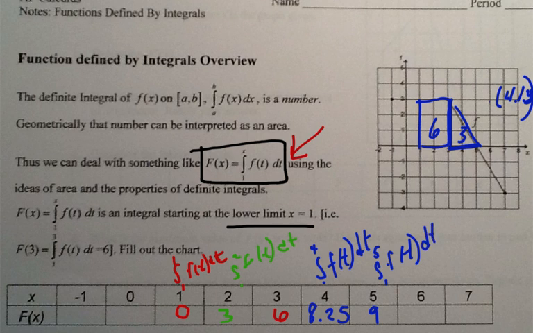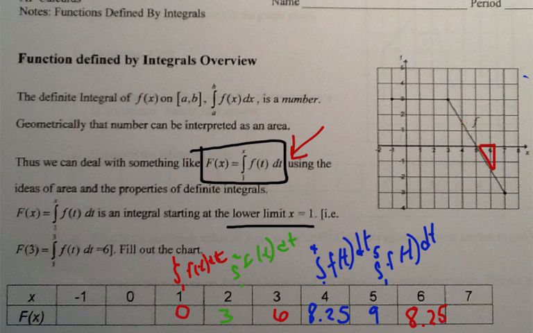Now, when you go further along, this bit below is going to be negative area. And if you notice, this region from 5 to 6 is symmetrical with this region from 4 to 5. So that basically takes off the area that we just added on. So that brings us back to 8.25.